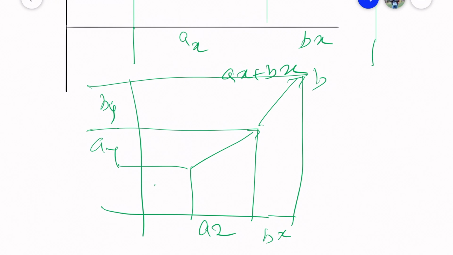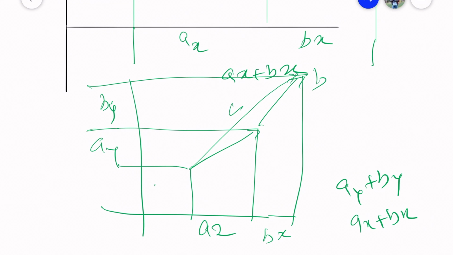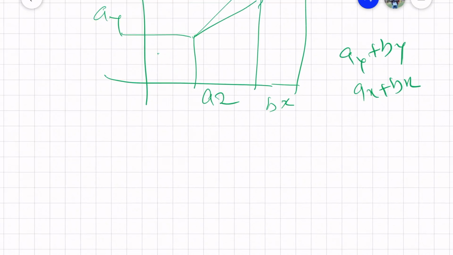So now if you see, the resultant vector is this, which is C, and the y projection of C is Ay plus By, and the x projection of C is Ax plus Bx. So what we are saying is that if we want to add or subtract vectors, if we break them down into their components, we can just add components, and the addition of those components would give us the resultant vector.